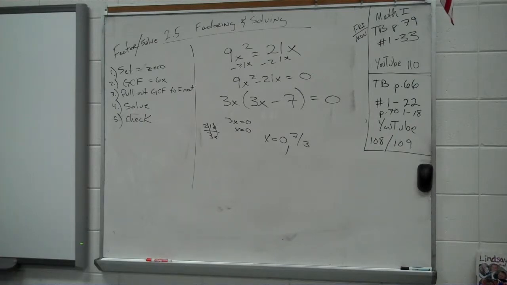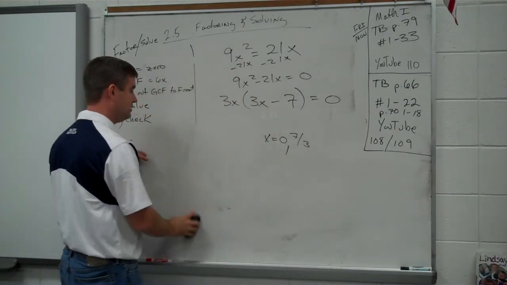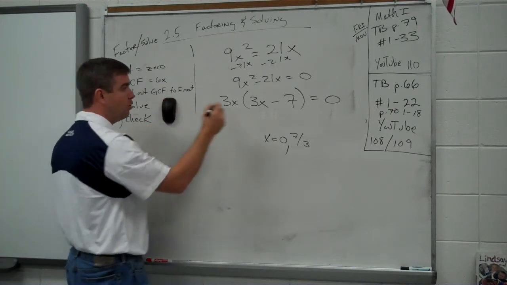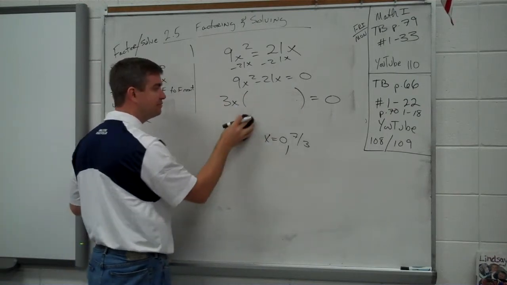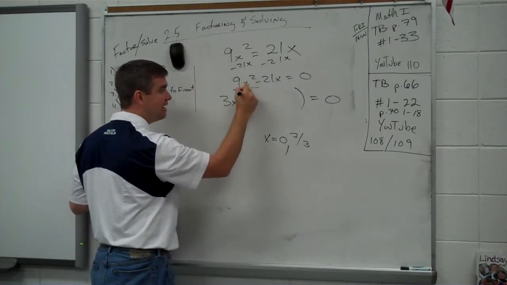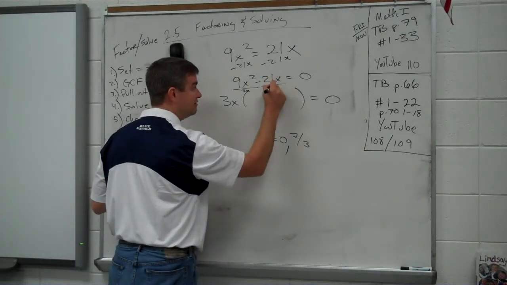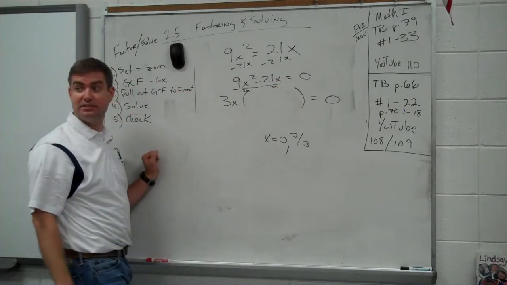Yes, Marla? The first part again, the 3? Pulling the 3 out? Yes. All right. Let me erase this right here. You ready? Quiet, please. When I pull out the GCF, I'm sitting right here. You with me? I'm taking that and I'm dividing it by 3x, because 3x is my GCF.